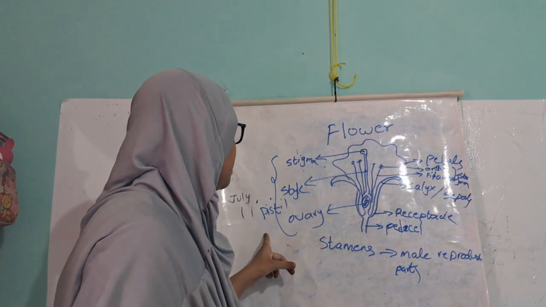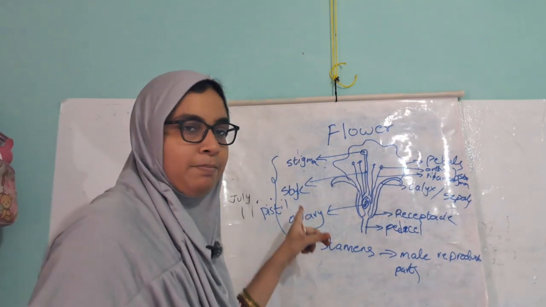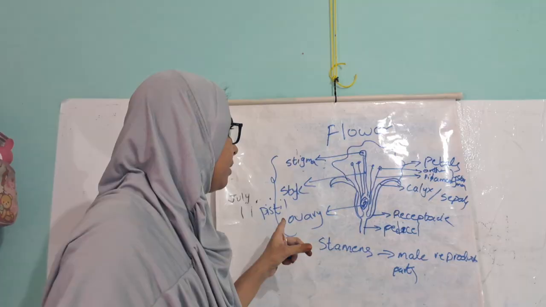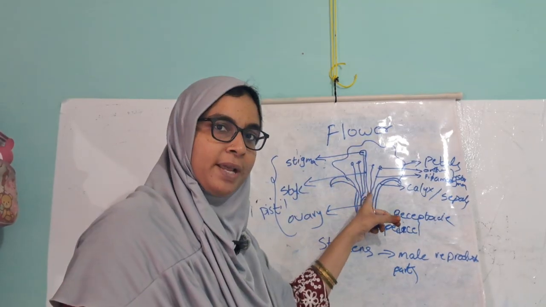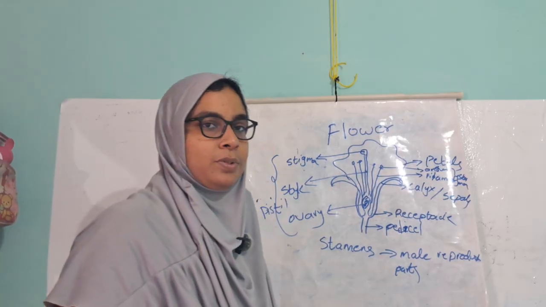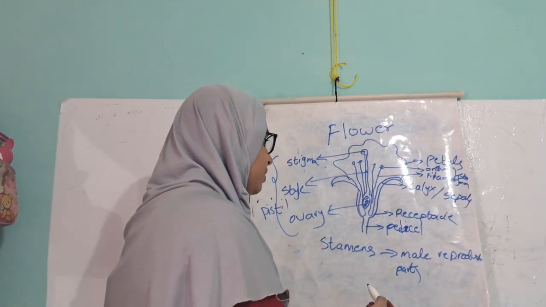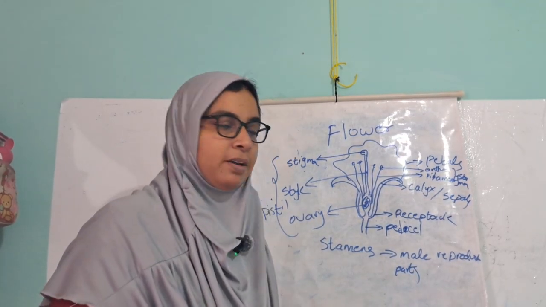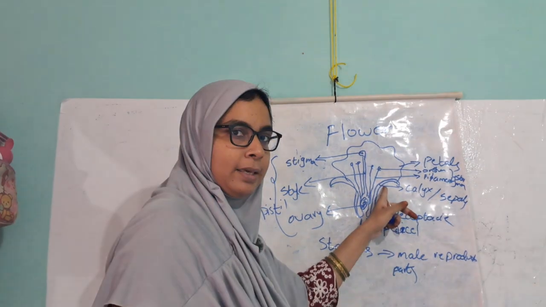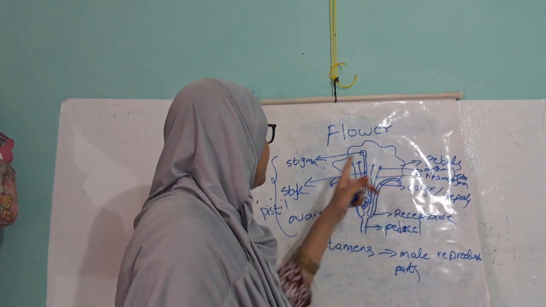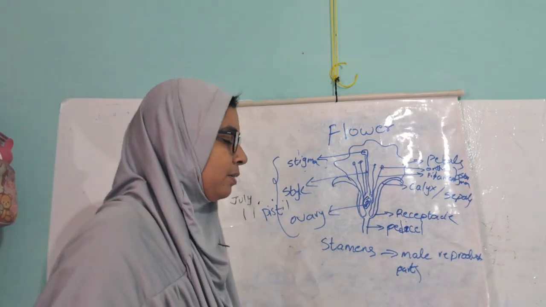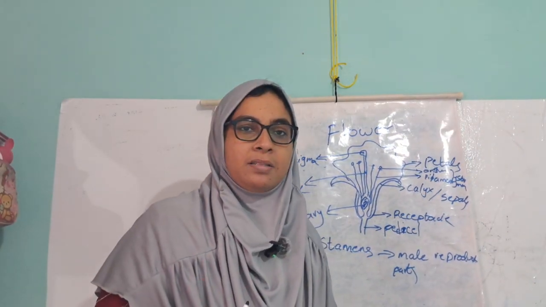This is about the pistil. The pistil has three parts. Stigma receives the pollen. Style is the tube-like structure. Ovary has ovules. So we have studied the parts of the flower. What are the parts of the flower? Pedicel, receptacle, calyx, petals, stamens, and pistil.